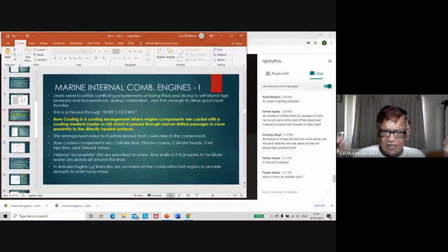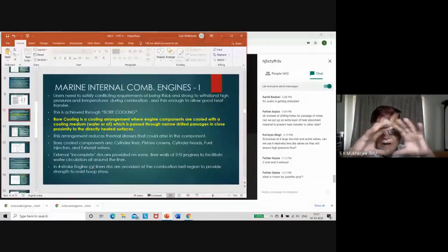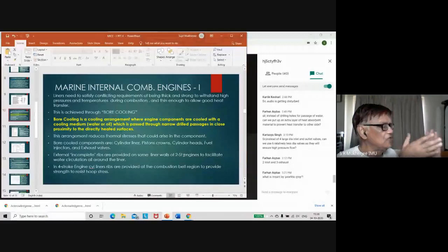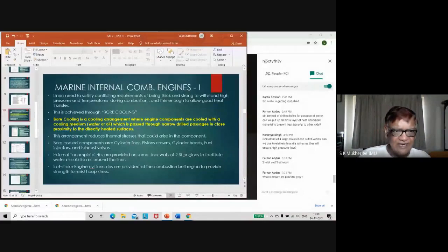Bore cooling is a cooling arrangement where the engine components, the components which form the combustion chamber, are cooled with a cooling medium, that may be water or oil, which is passed through narrow drilled passages in close proximity to the directly heated surfaces. That means the holes are very close to the combustion walls and they pass cooling water. Okay, I will show you a diagram just now with bore cooling. This arrangement reduces thermal stresses that could arise in the component.